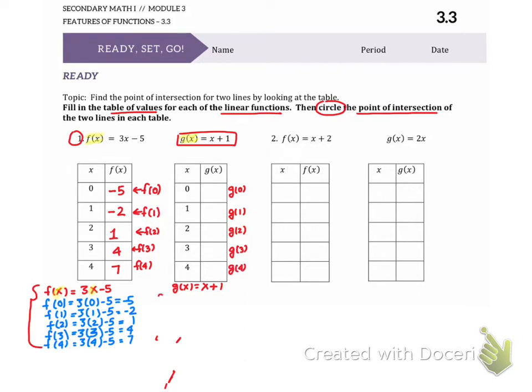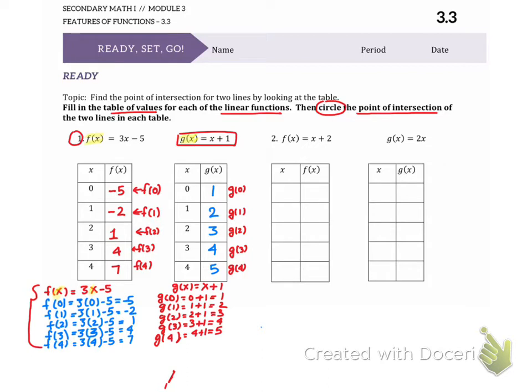So I will find g0, that's 0 plus 1. I substitute x as 0, that's 1. g1, 1 plus 1, that's 2. g2, that's 2 plus 1, that's 3. g3, that's 3 plus 1, that's 4. And same way g4 is going to be 4 plus 1, that's going to be 5. So we got our values, we are going to enter that. So here we are getting 1, 2, 3, 4 and 5.